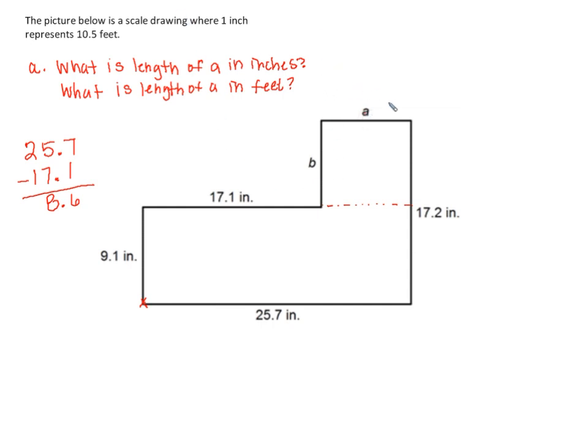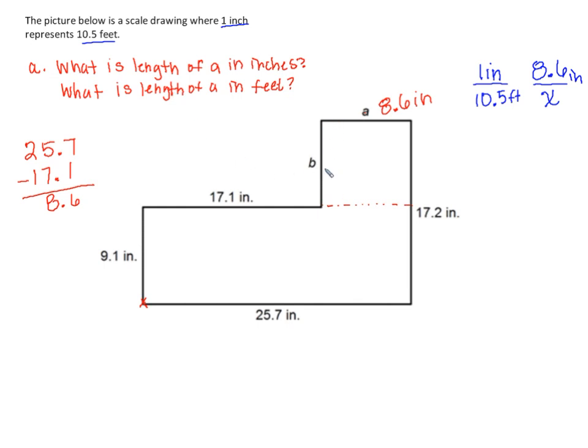So A is 8 6/10 inches. And now we need to figure out the feet. If you look up at the word problem here, 1 inch represents 10.5 feet. So if you take 1 inch and it represents 10.5 feet, we need to figure out how many 8 6/10 inches are. And then you just simply cross multiply and divide.